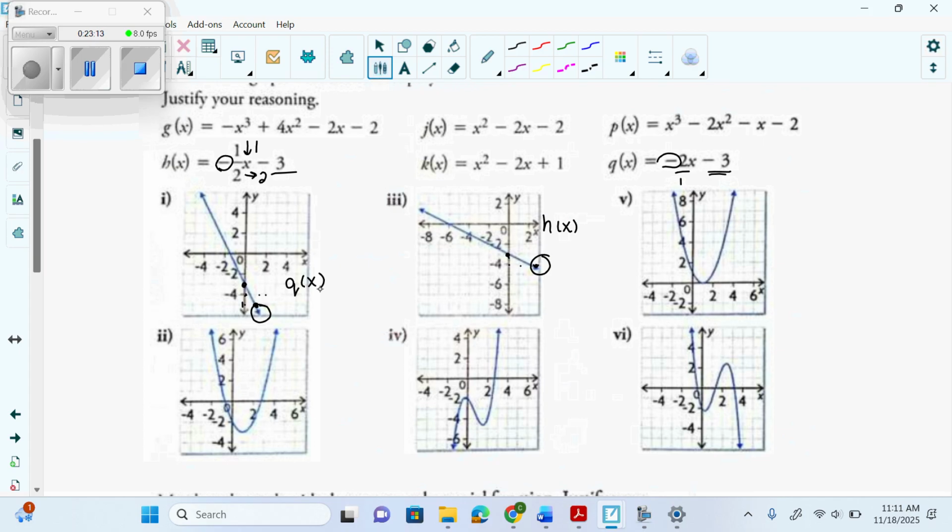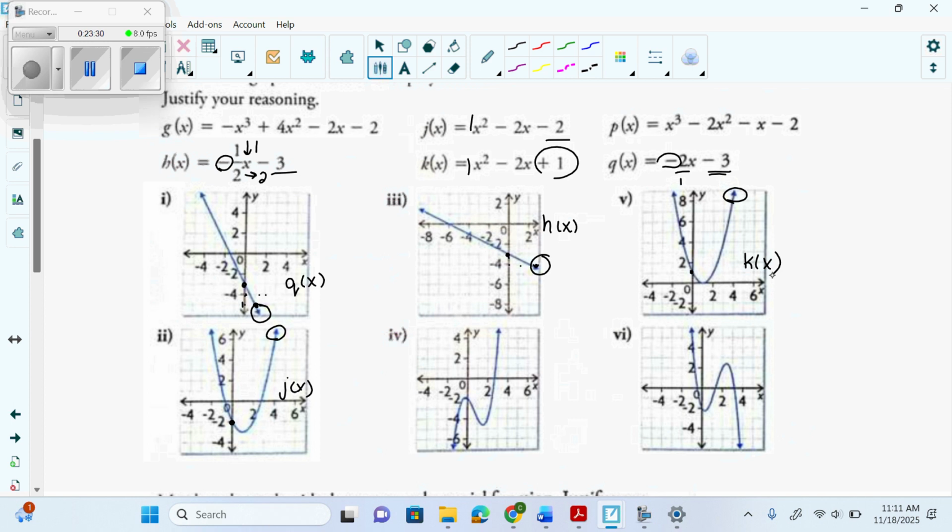Then we go to our quadratics. Both of these have leading coefficients of 1. They're both up and to the right. Cool. This one has a negative 2 y-intercept, so it's going to match this one, which is j of x. This one has a positive 1. It's going to match this one, which is k of x.